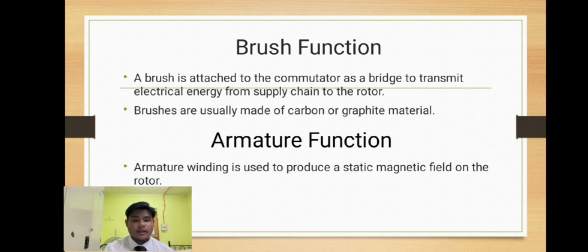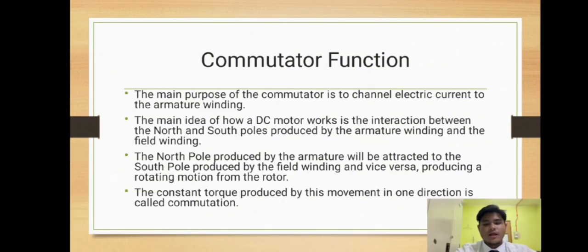Armature function. Armature winding is used to produce a static magnetic field on the rotor. The last one is commutator function. The main purpose of the commutator is to channel electric current to the armature winding.